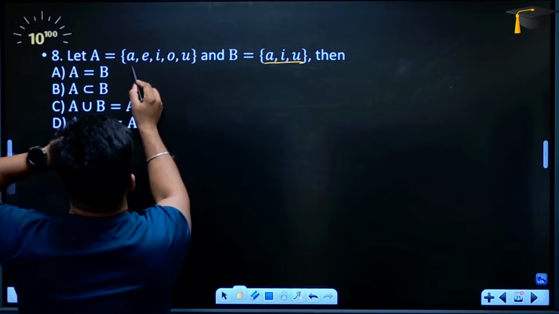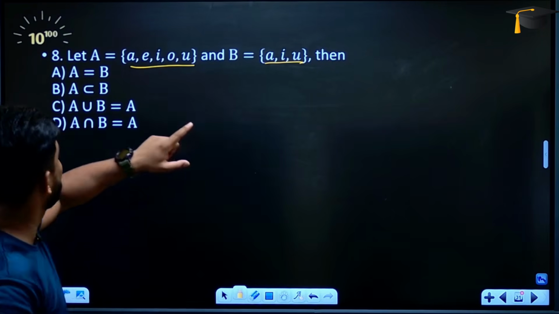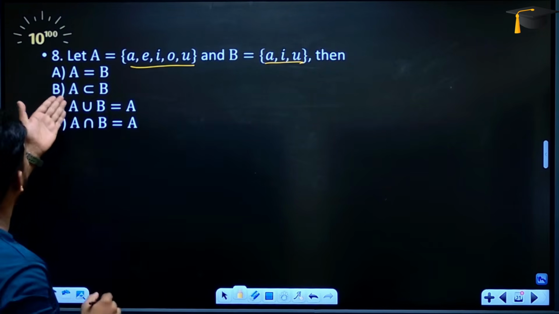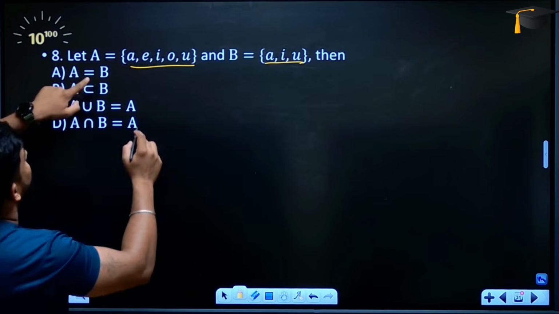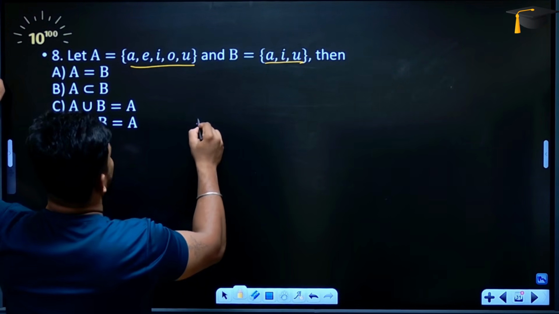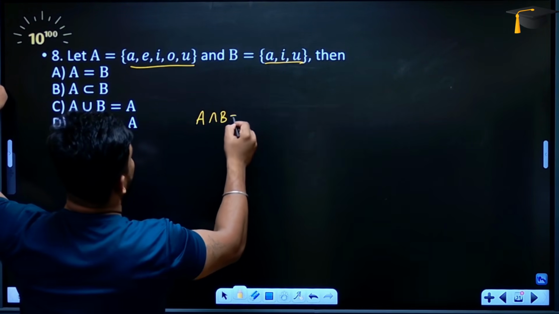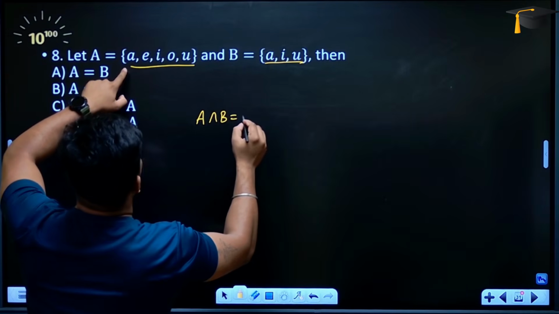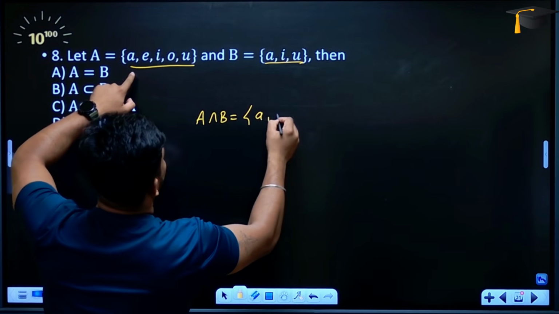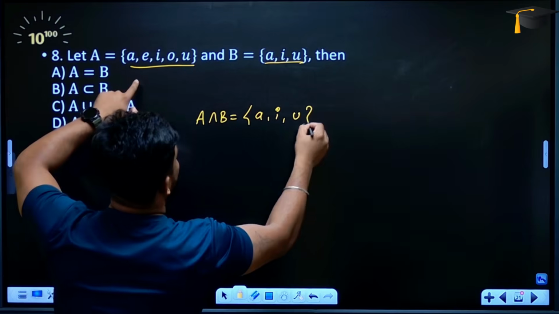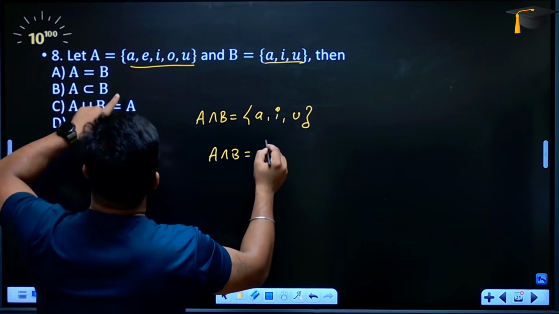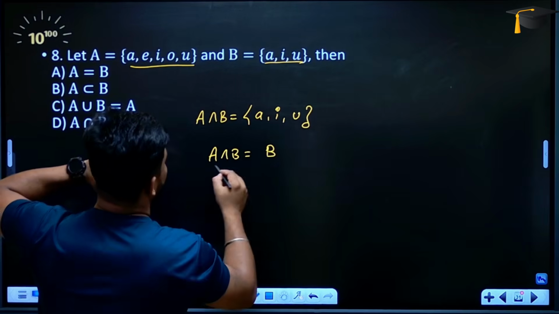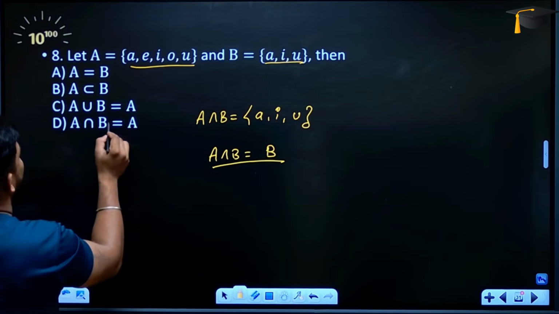Okay, ಇದರಲ್ಲಿ ದೊಡ್ಡ ಸೆಟ್ ಏನೇ ಇರೋದು, ಕರೆಕ್ಟಾ? So they are not equal, and A is not a subset of B, right? Okay, but let's take A intersection B. What is A intersection B? Two common: A, I, U is there. What is the set? A intersection B is equal to set B itself, right? So it's actually ulta. So option D is wrong.